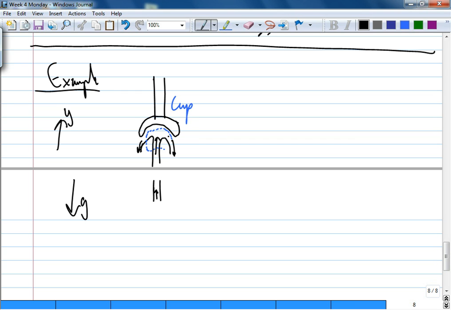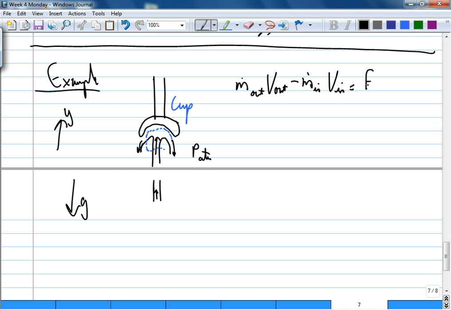So in this case, again, pressure is atmospheric everywhere. So the out, the in, and so on is atmospheric pressure. M dot out V out minus M dot in V in is equal to F, the external force. I already know what it is: the cup on the control volume. So the cup is pushing on the control volume through this interface here.